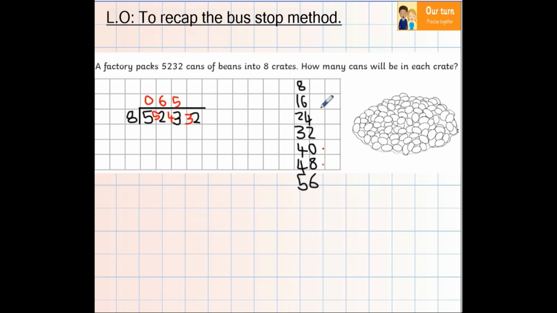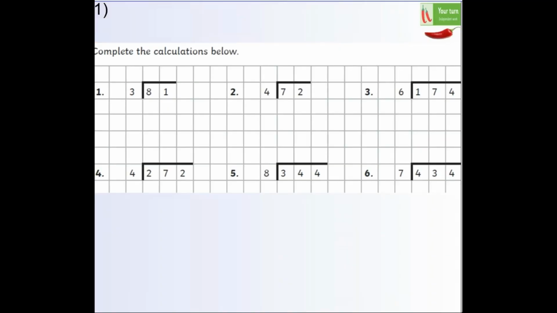Now we ask ourselves, how many 8s go into 32? Well, we know it goes into 32 exactly, and it goes 1, 2, 3, 4 times. Again, we wouldn't write the 0 in our answer, but we would say that the answer is 654 cans in each. Well done if you got that at home.